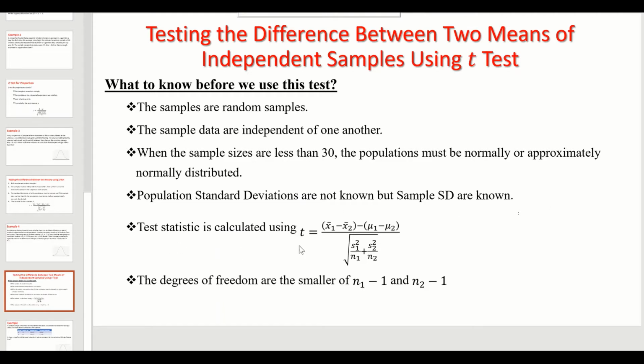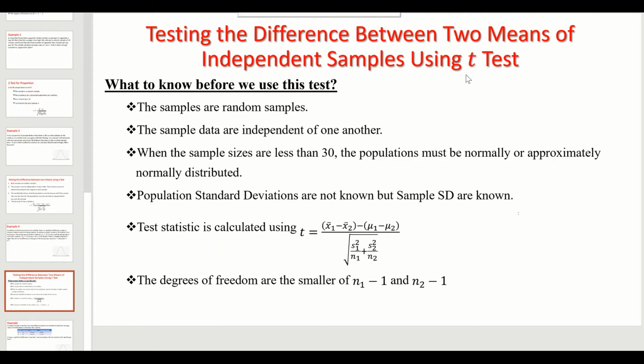And here the test statistic is the t-value, which is calculated using the formula here, which is t equal to x bar sub 1 minus x bar sub 2, meaning the average of first sample minus the average of second sample, minus the difference in the population means mu sub 1 minus mu sub 2, all divided by the square root of s sub 1 squared over n1 plus s sub 2 squared over n2. That's your t-value or the test statistic.